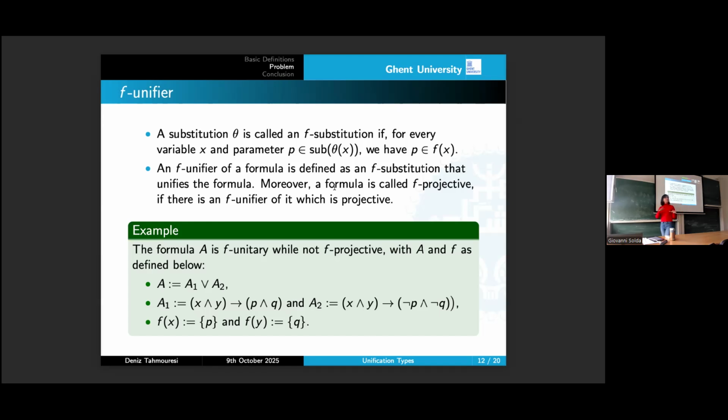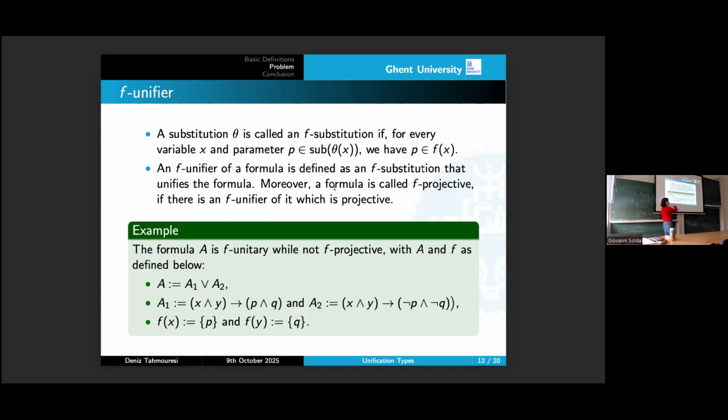So this is not the case that every time we have unitariness, we also have projectivity. But if we have projectivity, then we can have unitariness. And this is an example with the following A's and the restriction function that allows only x to have p and y to have q. And what do we mean by this?